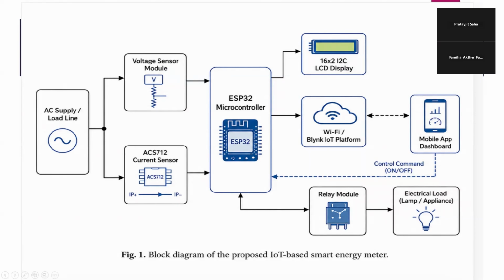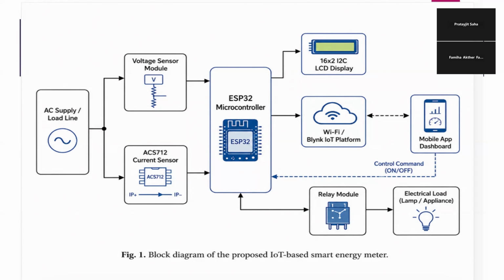Now I will explain the connection procedure. First, we connected the LCD display with ESP32 using I2C communication. The SDA pin of LCD is connected to GPIO 21 of ESP32. Then SCL pin of LCD is connected to GPIO 22 of ESP32.